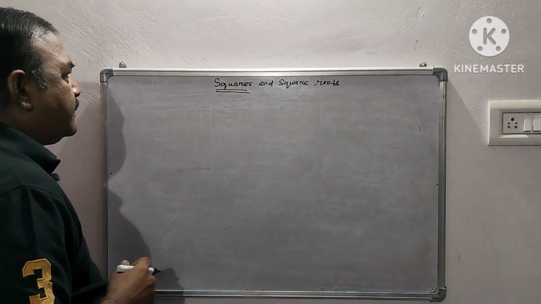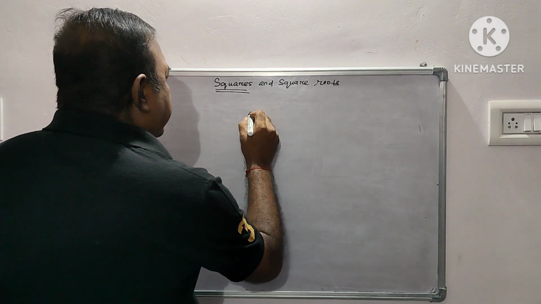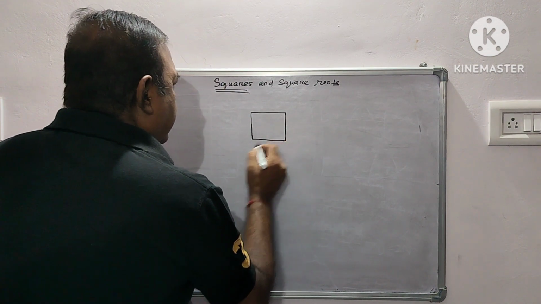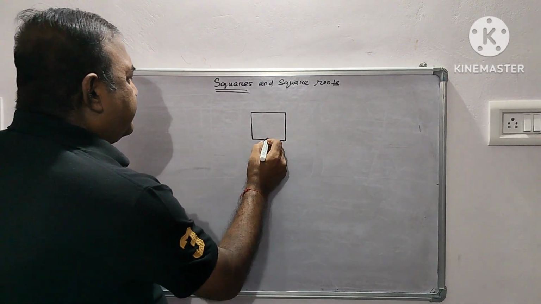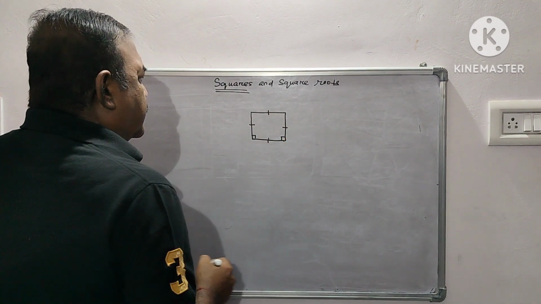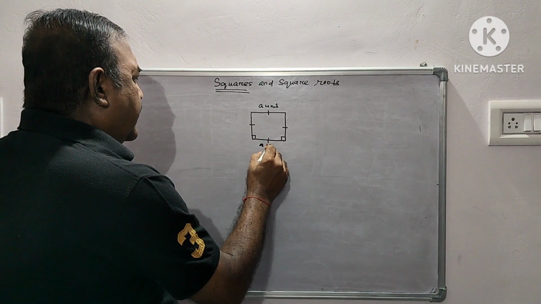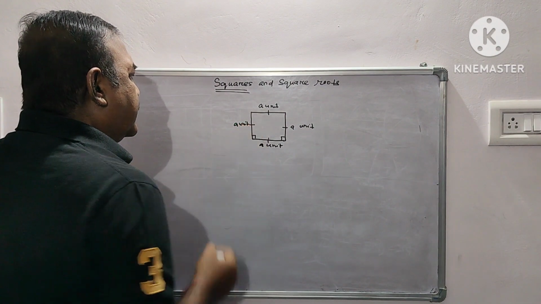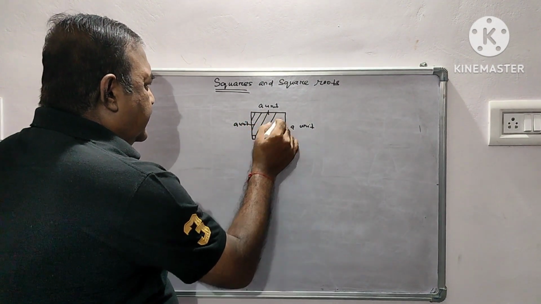You have already known the word square in geometry. You have already studied it. You see, this is a square. It is a quadrilateral and each side is of equal length. Each angle is 90 degrees. So if it is one unit, it is also a unit, and it is also a unit. So, what is the area of this square?